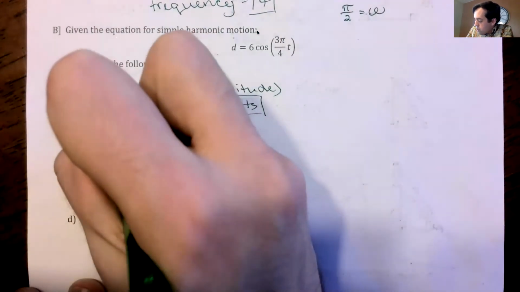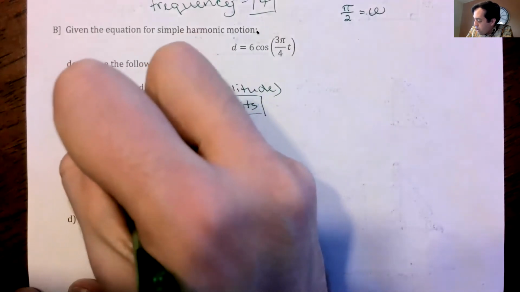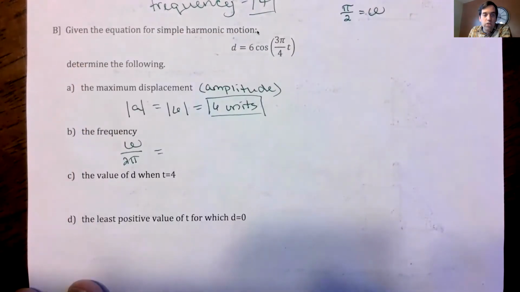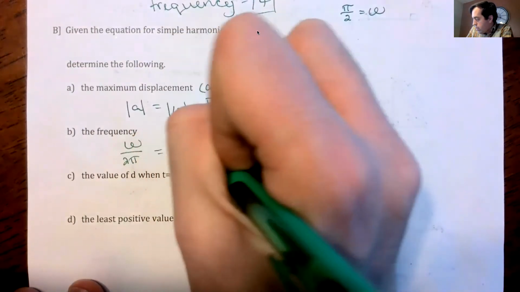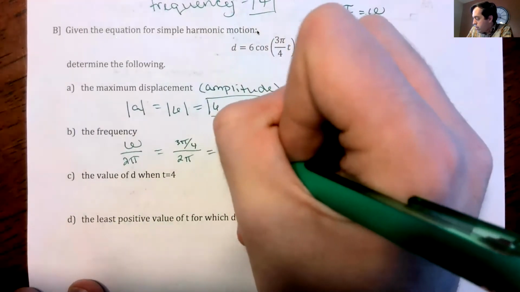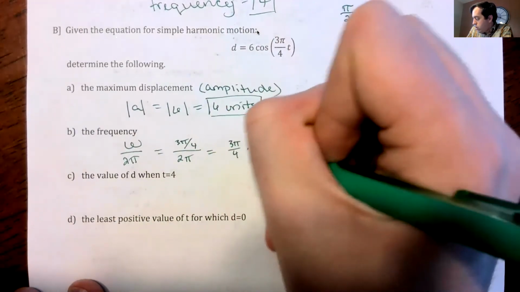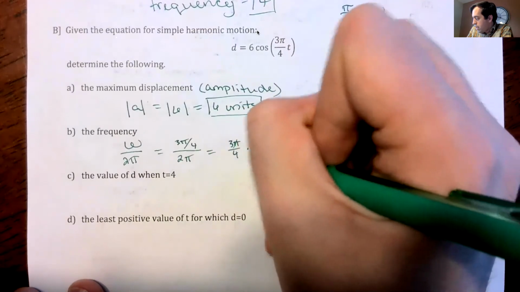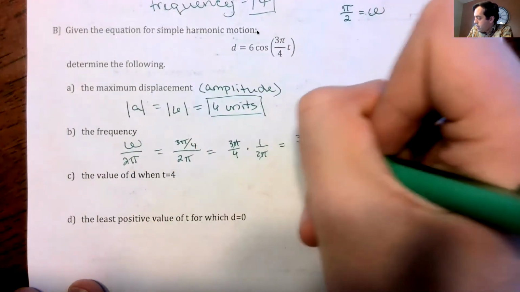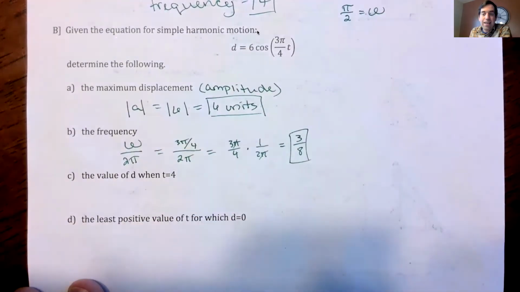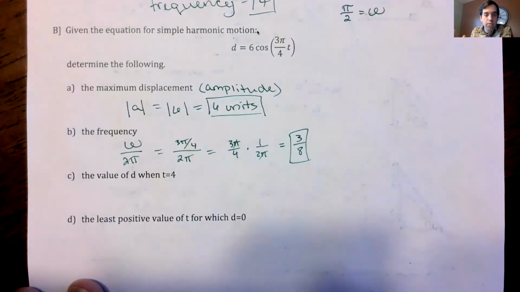Frequency is omega over 2 pi, which we know that omega is 3 pi over 4. So it's going to be 3 pi over 4 over 2 pi, which we could write as 3 pi over 4 times 1 over 2 pi. So the pi's cancel, and I get 3 over 8. So every second or whatever unit of time we're using, we go 3/8 of a period.